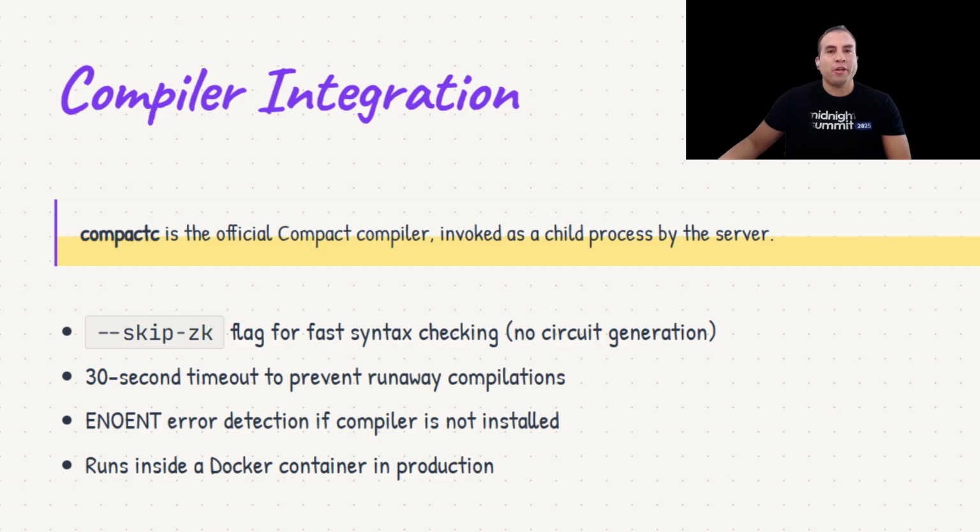There's a 30 seconds timeout. If the compiler process doesn't finish in that window, it gets killed. This prevents any single request from hogging resources. And there's a nice fallback. If the compactc binary isn't installed, the server catches the ENOENT error and returns a clear message saying the compiler isn't available, rather than crashing. In production, the compiler runs inside the Docker container.